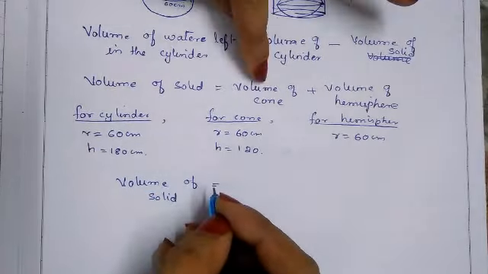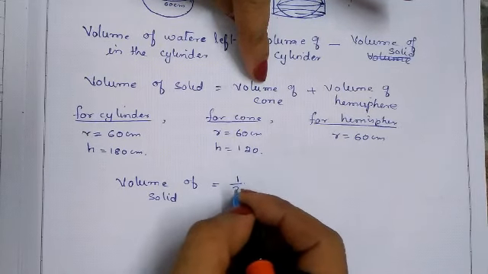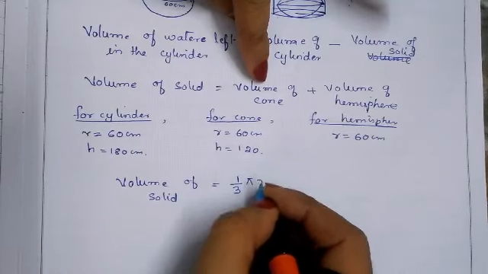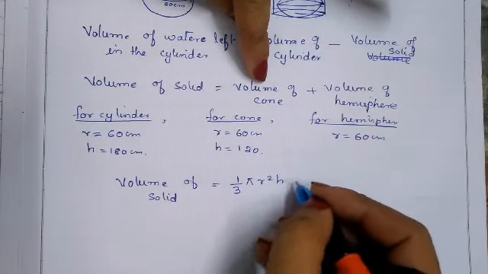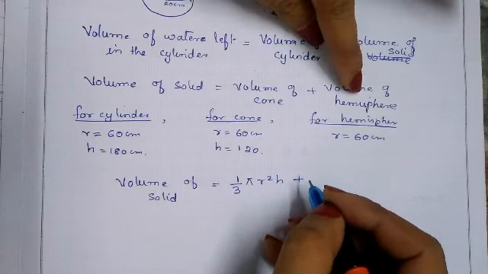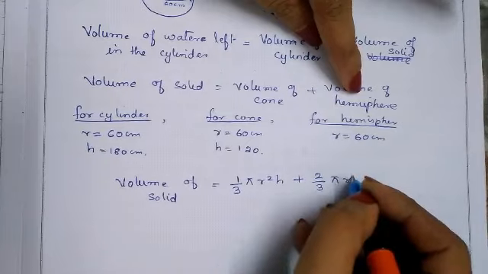Volume of solid is nothing but volume of cone. That is, volume of cone formula is 1 by 3 pi r square h. We need to remember the formula well, plus volume of hemisphere is nothing but 2 by 3 pi r cube.